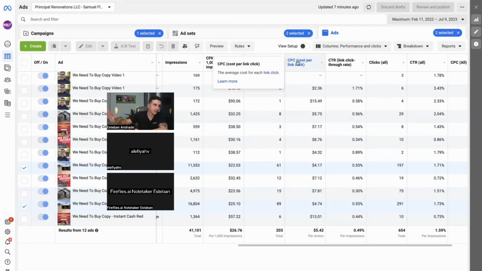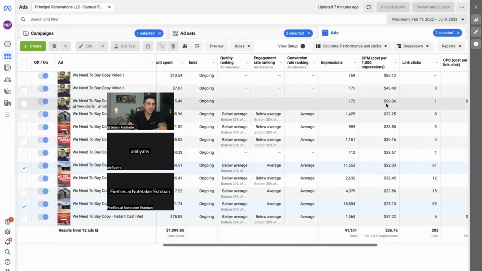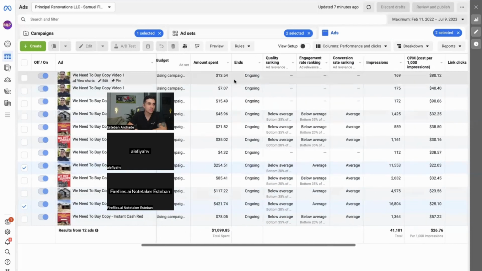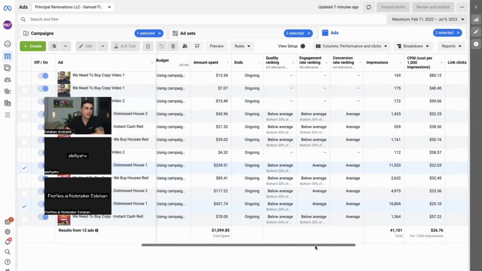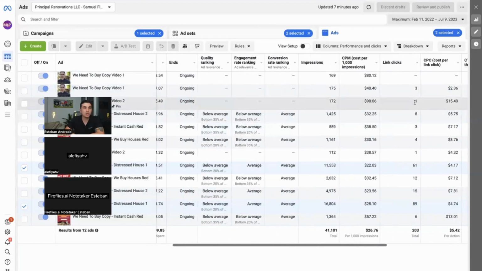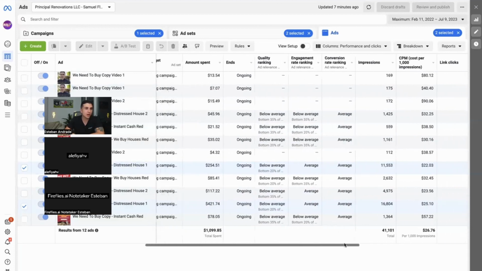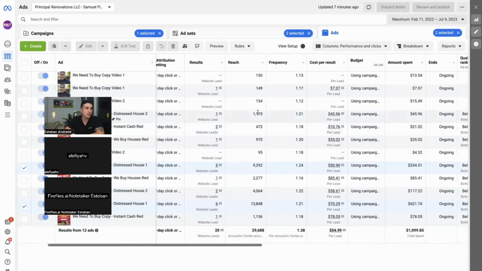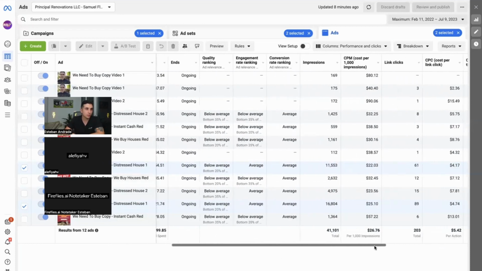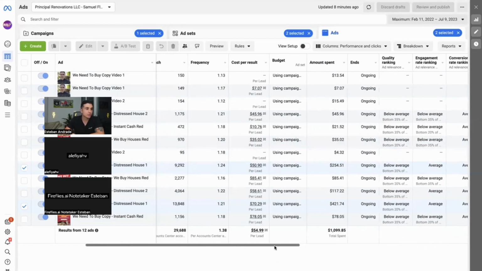We go to, and this one specifically is CPC, or cost per link click. Super obvious. It says the average cost for each link click, but how does this play out? If you have a high cost per link click, that means what we were just talking about, not too many link clicks and there are a lot of impressions. So for example, here, $90 on CPM, even though we haven't spent much money, only $15, only one link click. Impressions are 172. It has reached 154 people, and it has a frequency of 1.12.